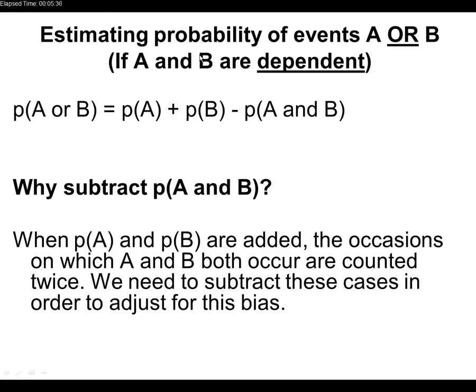And then estimating the probability of events A or B if A and B are dependent. All right, take a look. We're actually subtracting P(A and B). Why? Because when P(A) and P(B) are added together, the occasions on which A and B both occur are counted twice. We need to subtract those cases in order to adjust for the bias.